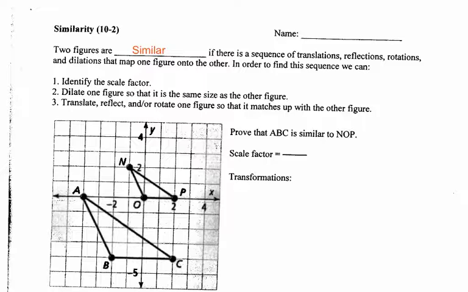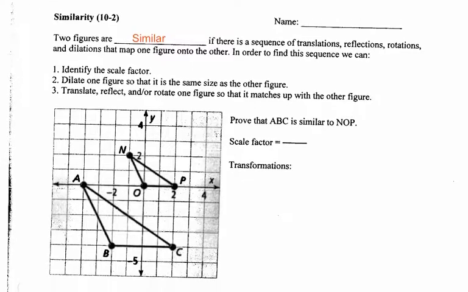It's typically best if we take the one figure and dilate it so it's the same size as the other one. And then once we have the same size, then we can translate, reflect, and/or rotate so that it is on top of the other. So let's take a look at this example.